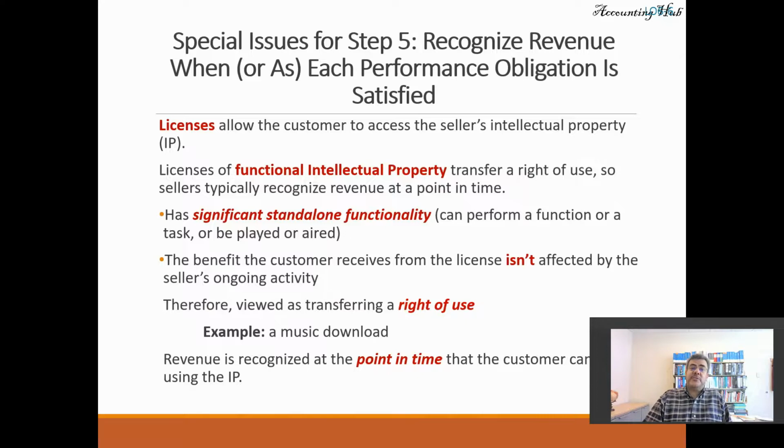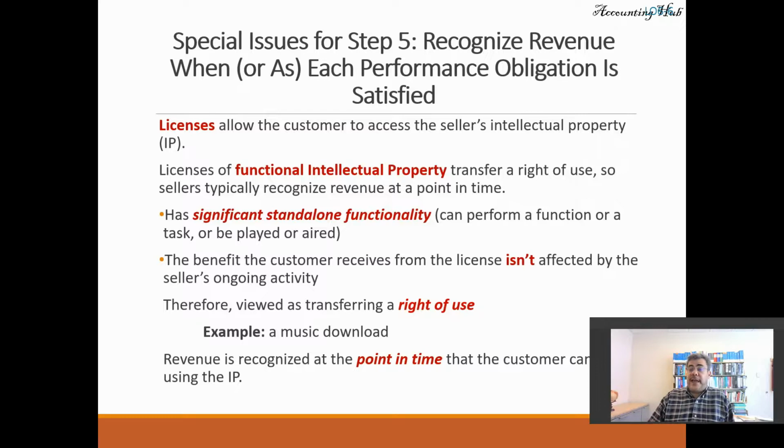License allows the customer to access the seller's intellectual property, or IP. And we have two types of license. The first one is functional intellectual property. Transfer is a right of use, so sellers typically recognize revenue at a point in time. A significant standalone functionality can perform a function or a task, or be played or aired.